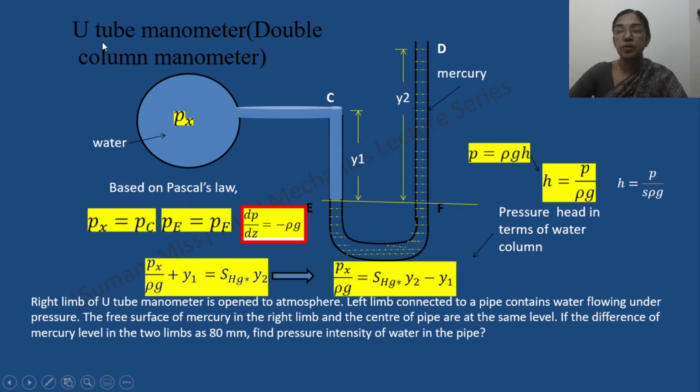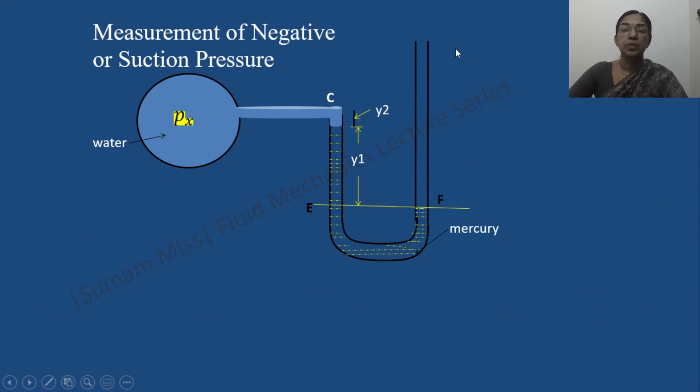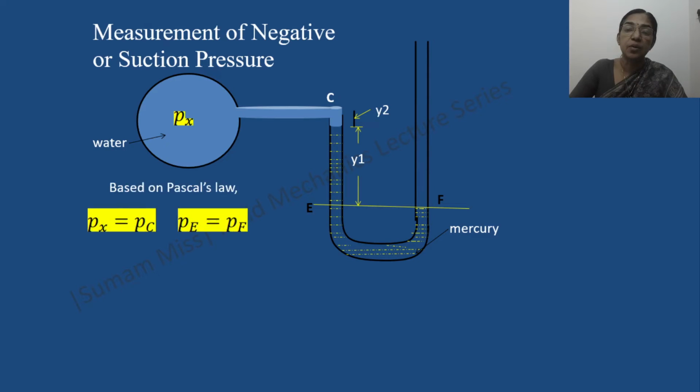This U-tube manometer we can also use to find out the vacuum pressure. Here you can see that the pressure of water is less compared to atmospheric pressure. So the atmospheric pressure is higher than the pressure of water. That is why the level of mercury here comes down compared to the level of mercury in the left limb.